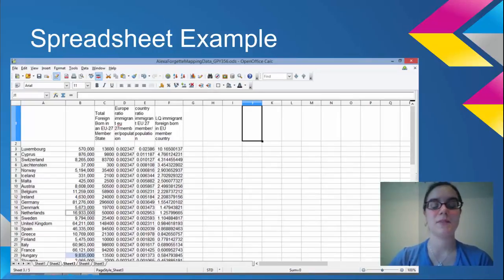This is an example of my spreadsheet. I struggled quite a bit making the spreadsheet, and I had to have Professor Wagendorp fix it. But as you can see, everything is in order a little bit. You can't see all 32 countries because otherwise you wouldn't be able to see the top of the table, which tells you that it's the LQ for immigrant foreign-born in an EU member country.